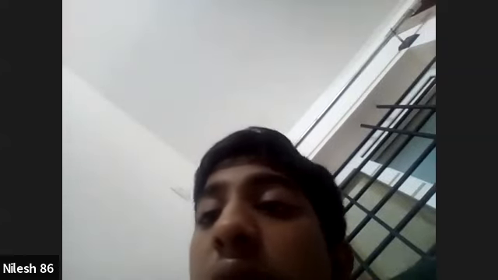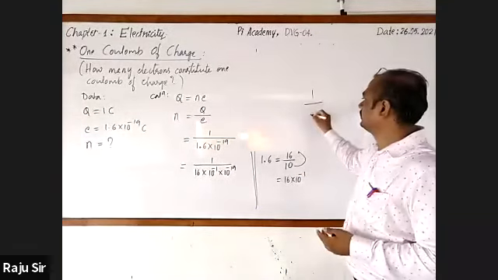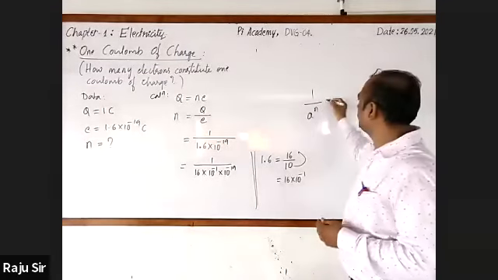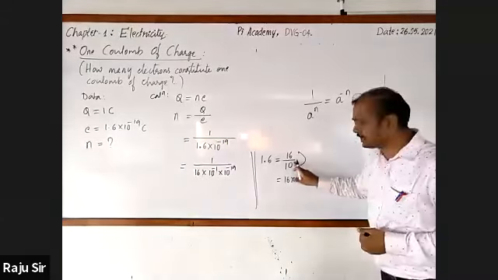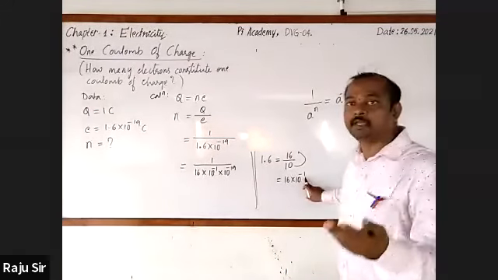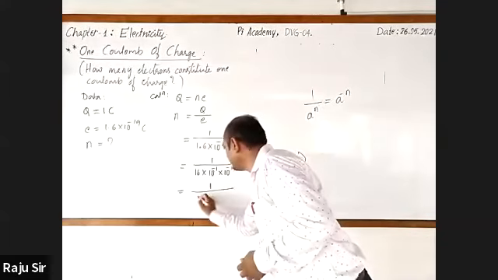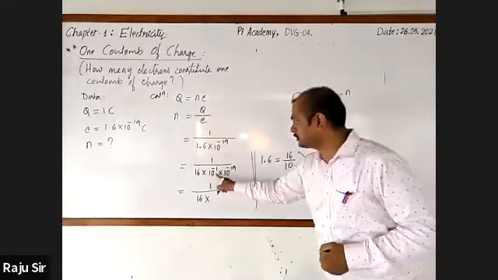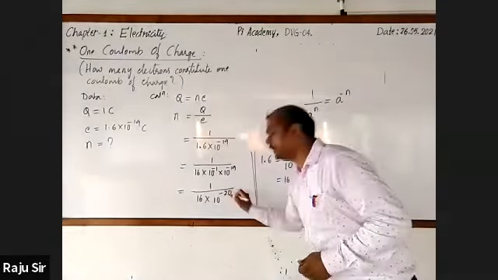Sir, why minus 1 came, sir? You take 10 to the numerator, you have to recall law of exponents. If 1 by a raised to the power n is there, when it is taken to the numerator, it becomes a raised to the power minus n. Similarly, 10 raised to the power 1 is there, on taking to the numerator, it becomes 10 raised to the power minus 1. Now, this is understood. So 1 by 16 into 10 raised to the power minus 1, 10 raised to the power minus 19 is 10 raised to the power minus 20.